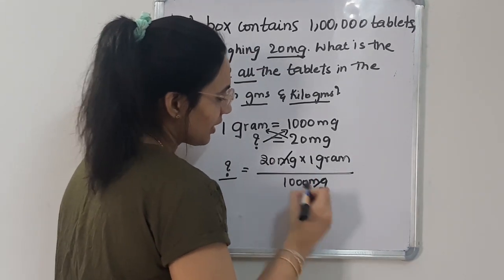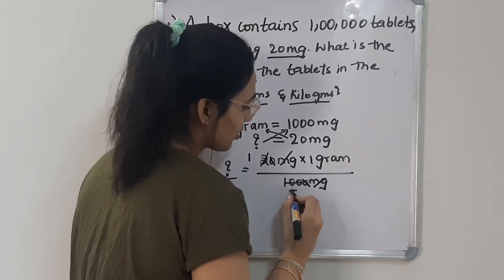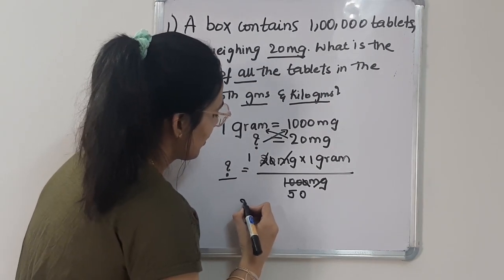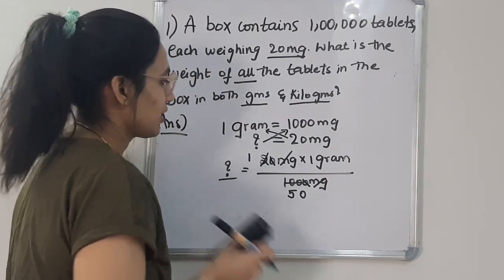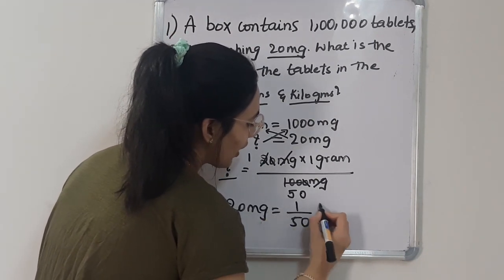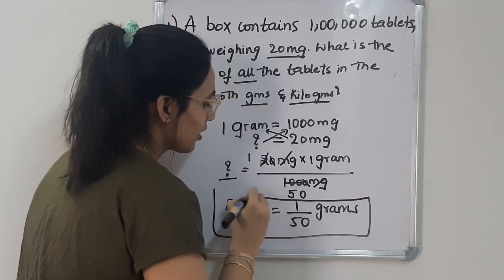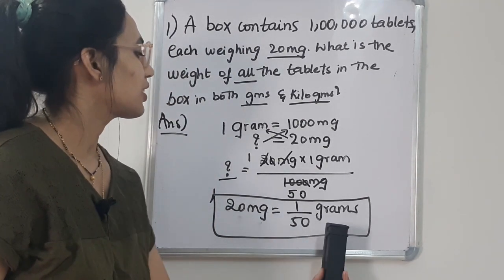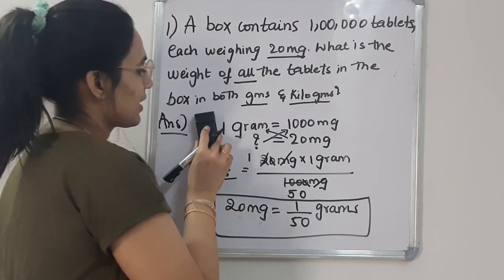Now, milligrams cancel. 20, right? 2 ones are 2, 5 zeros are 0, 50. So the answer is 1 by 50. That is, 20 milligrams is equal to 1 by 50 grams. This is the first step of the problem. First you need to convert 20 milligrams into grams, that is 1 by 50. Now let's go to the second step.